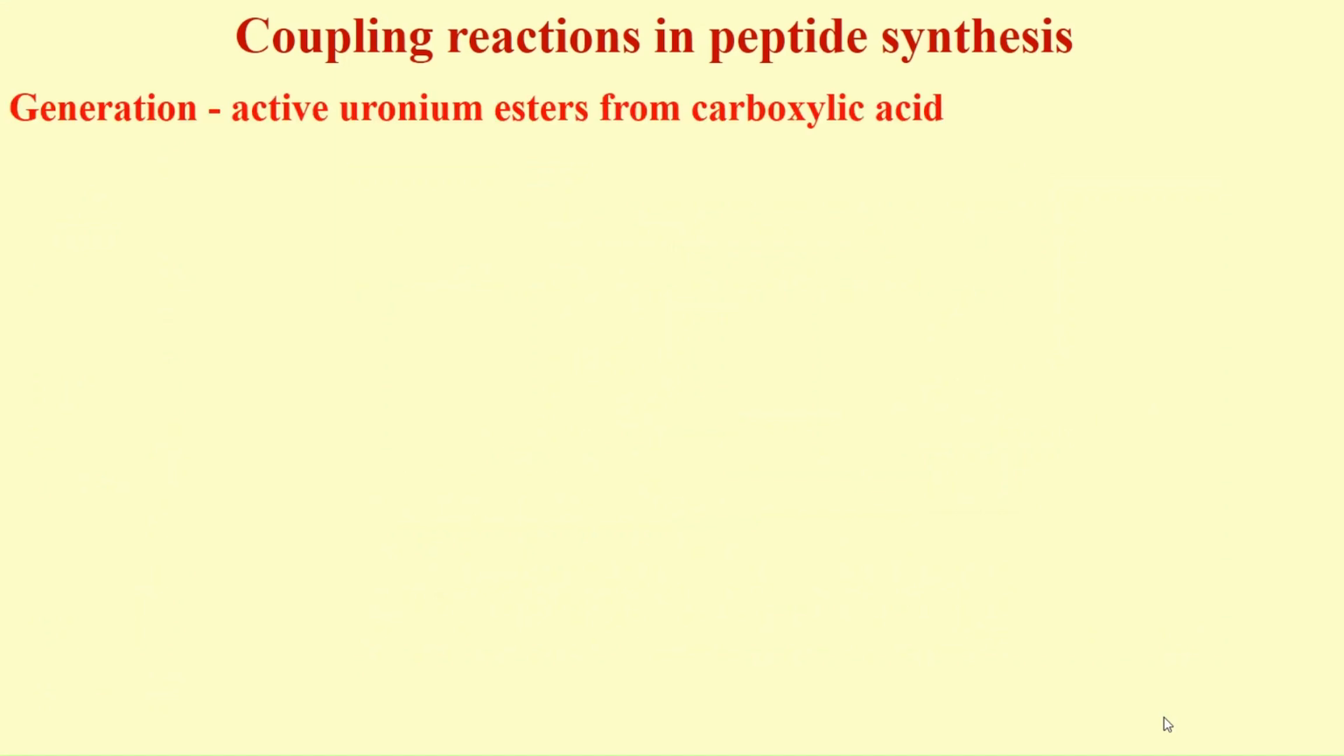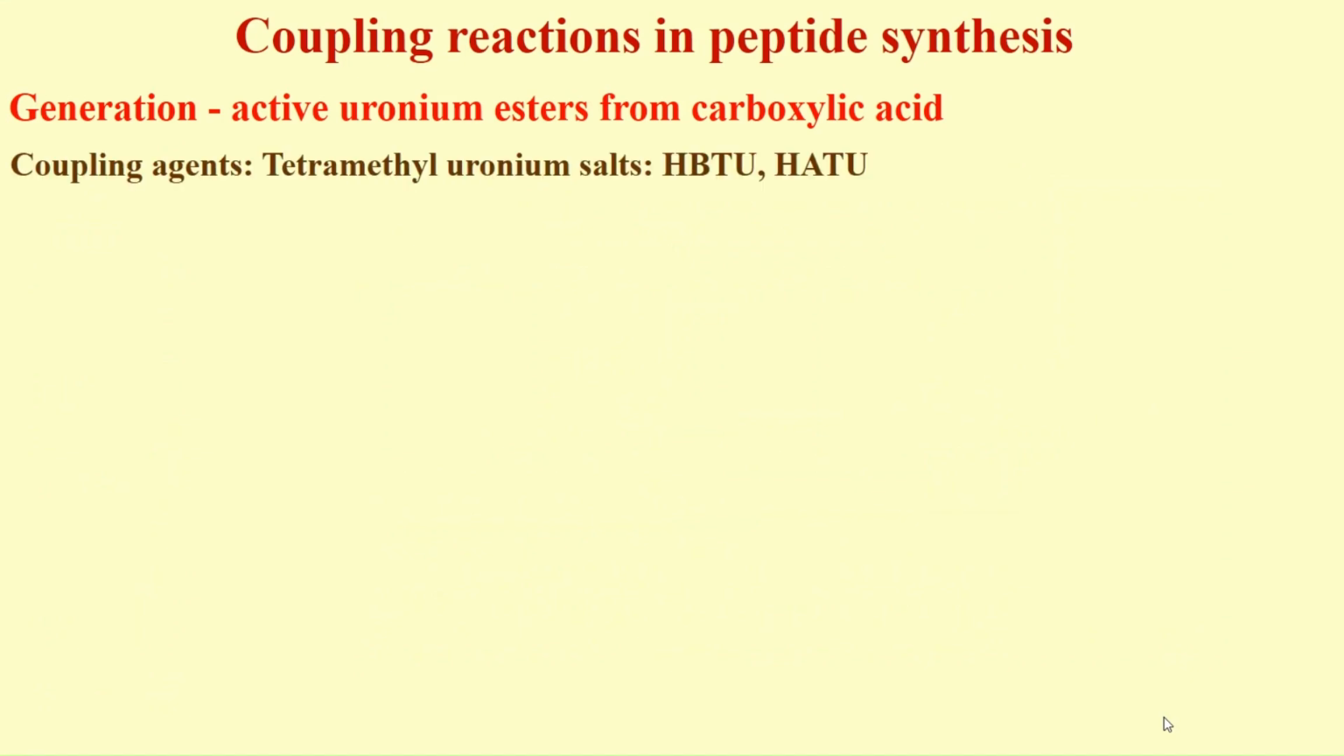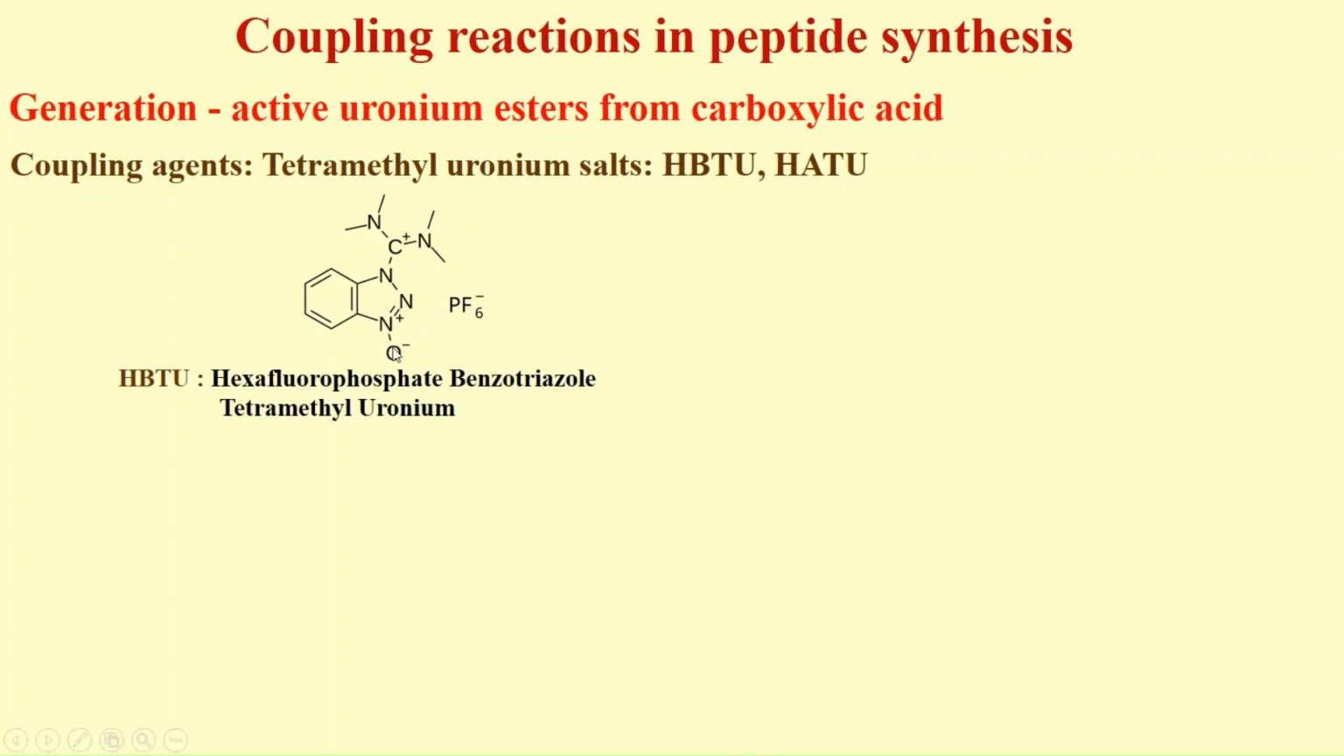We can prepare active uronium esters from carboxylic acids. To prepare these active uronium esters, we use coupling reagents belonging to the class of tetramethyl uronium salts. They are HBTU and HATU. HBTU is shown here. It is a hexafluorophosphate derivative.